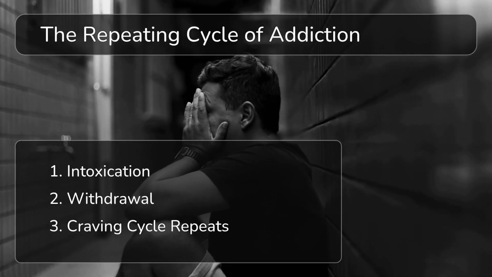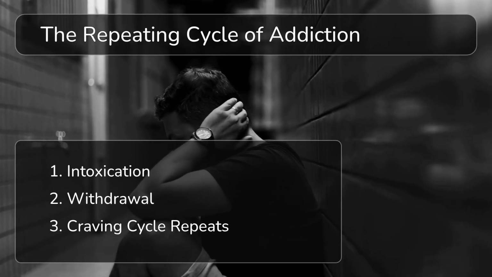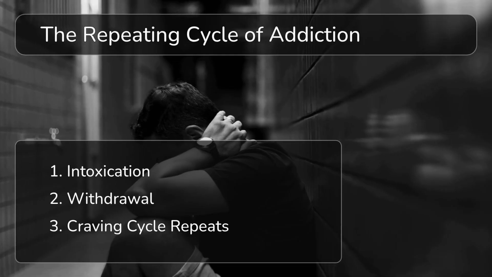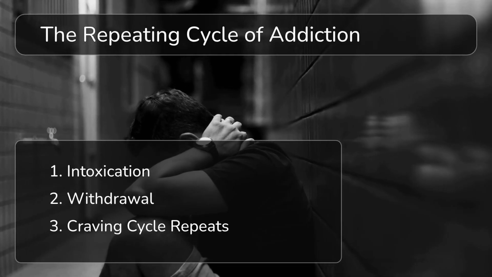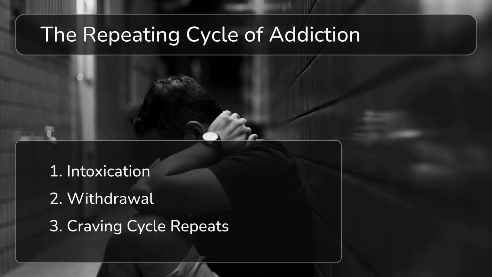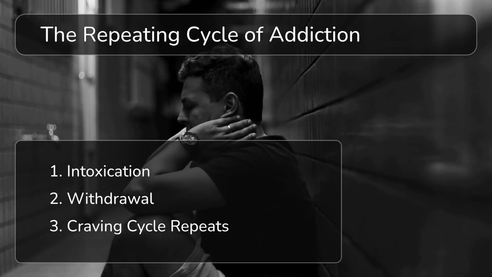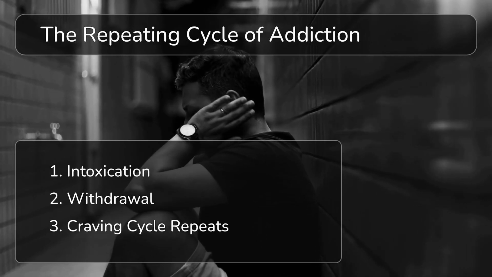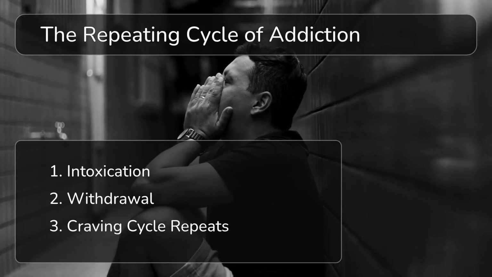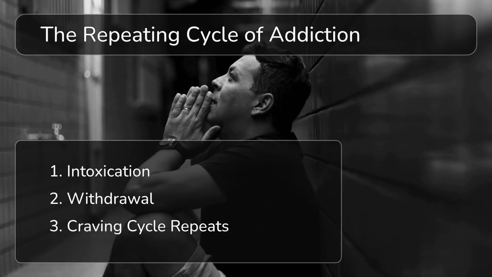Stage 2, withdrawal or negative feelings. When the substance is stopped, the person may feel anxious, irritable, depressed, restless, or physically uncomfortable. The brain's stress system becomes activated. Now the substance is no longer just about pleasure. It becomes about relief. Stage 3, craving and preoccupation. Impulse control weakens. Cravings increase. Stress or reminders of past use can trigger intense desire. This cycle repeats. Over time, it becomes stronger and more automatic. This helps explain why relapse can occur. It is not weakness. It is how the brain has been conditioned.